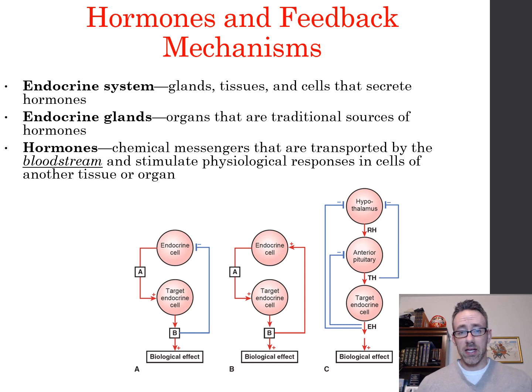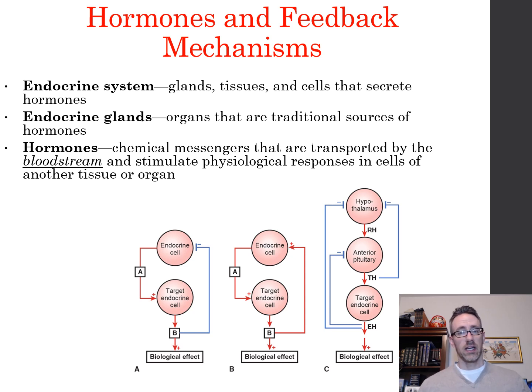Now, endocrine glands are defined as these organs that are really the traditional sources of hormones that we know of, but the reality is that it's not just glands. There can be actually just individual cells that can secrete hormones that are not necessarily part of a more composite gland. The hormones, the chemical mediators that are released into the bloodstream, are going to stimulate physiological responses in cells of other tissues or organs.